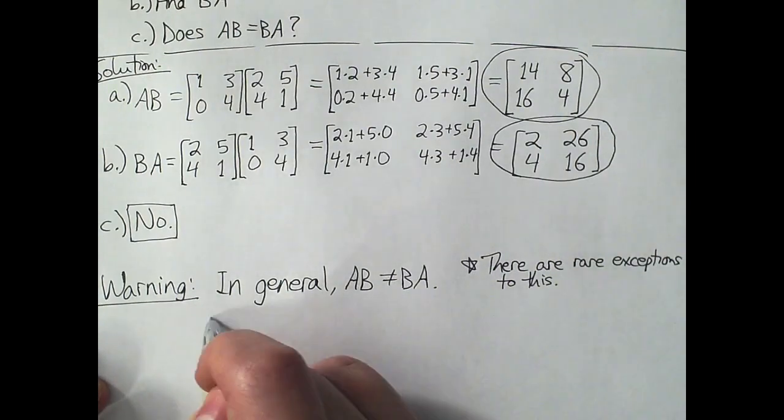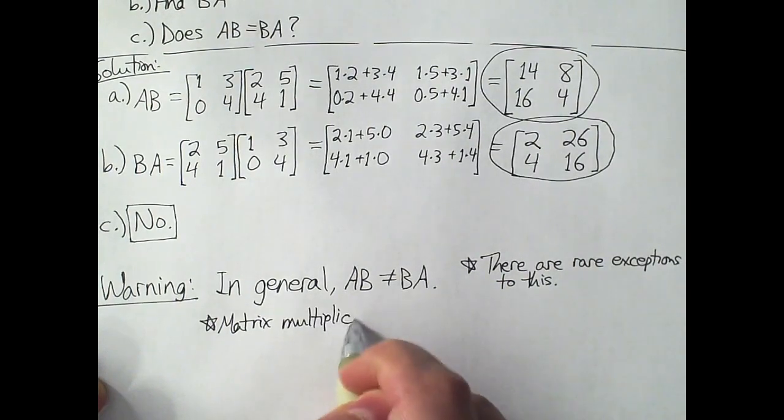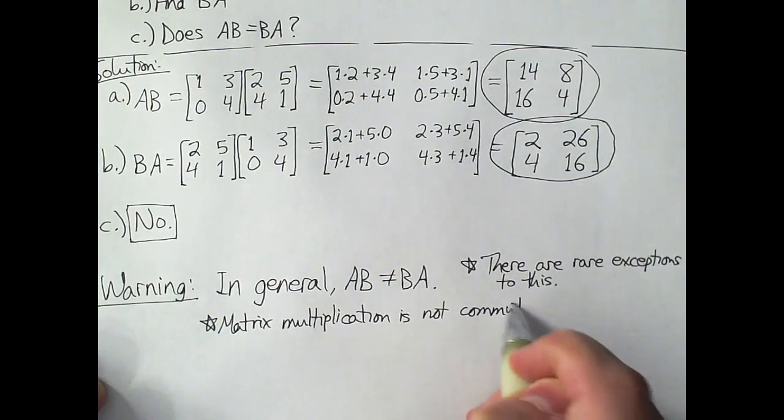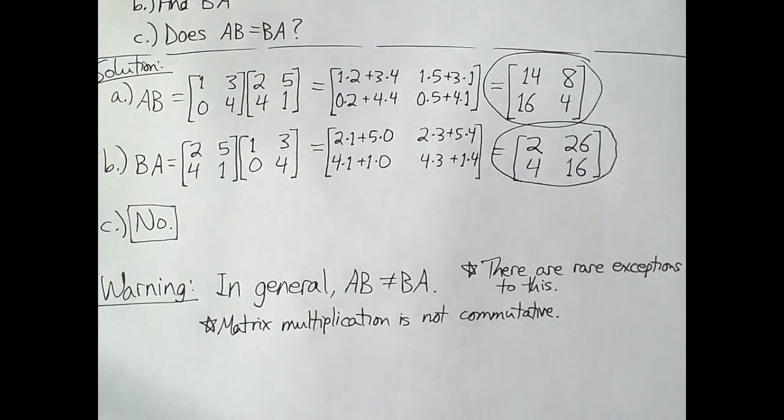So we say that matrix multiplication is not commutative. Remember, like we said, A plus B equals B plus A. So matrix addition is commutative, meaning you can add two matrices in either order and still get the same result. Matrix multiplication is actually one of the famous examples of an operation in math that is not commutative.